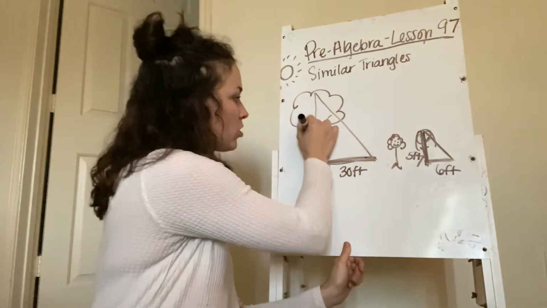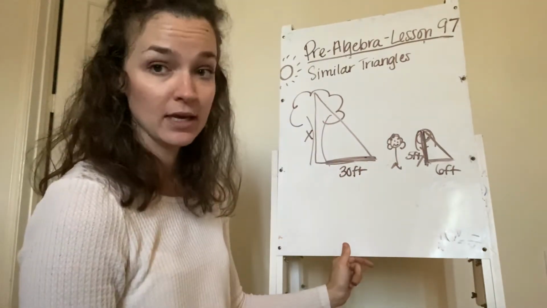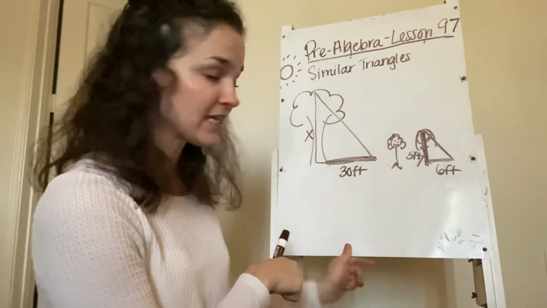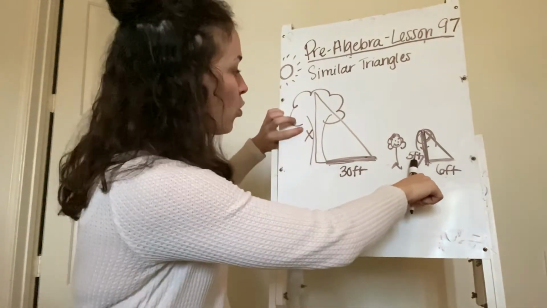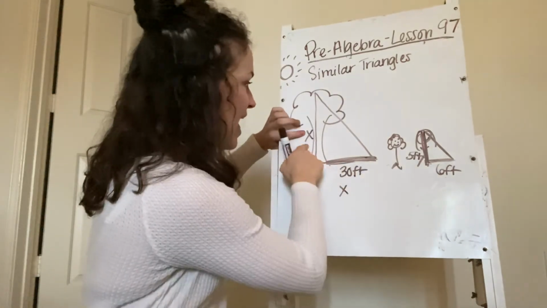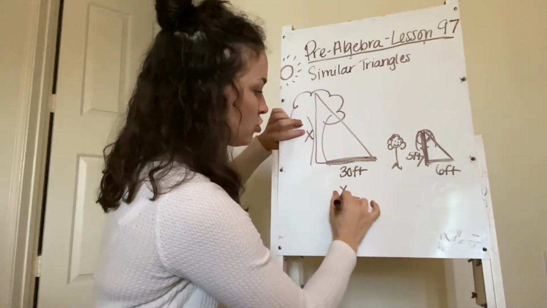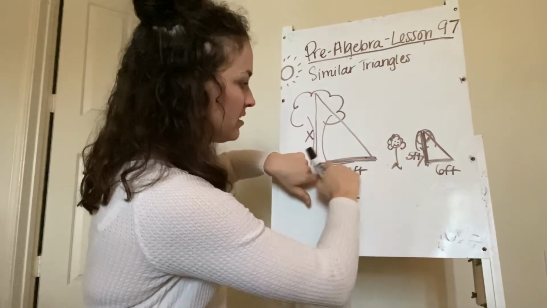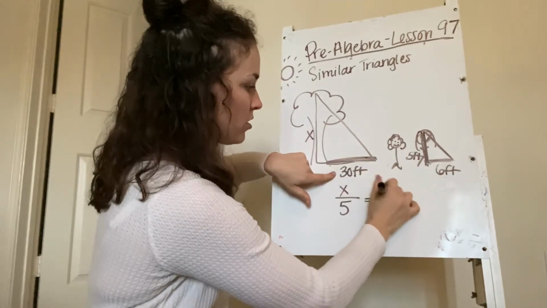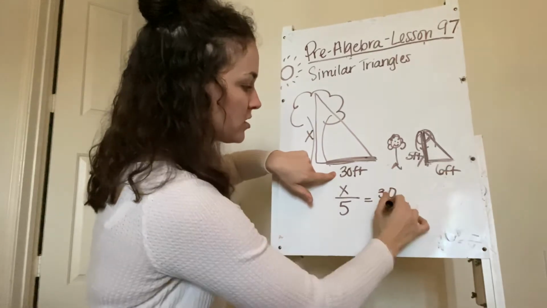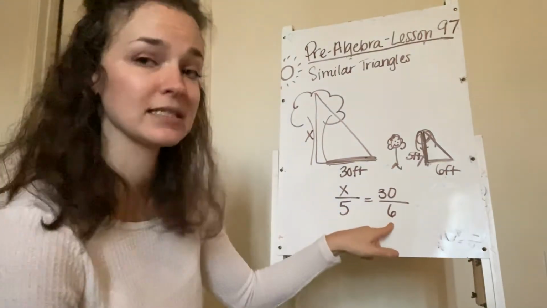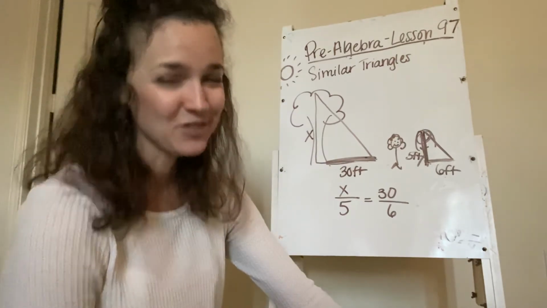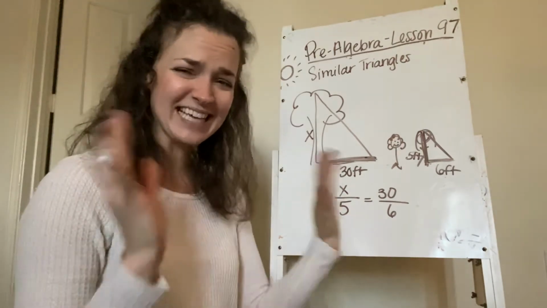So then really all we're looking for is the height of the tree. So we can create a proportion just like we did before in the example with the corresponding sides. So we know that the X side corresponds to the 5, the height to the height. And we know that the length of the shadow, 30, corresponds to the length of her shadow, 6. So now if we want to solve for X, what do we do? And you would say cross multiply. And I would say, good job.